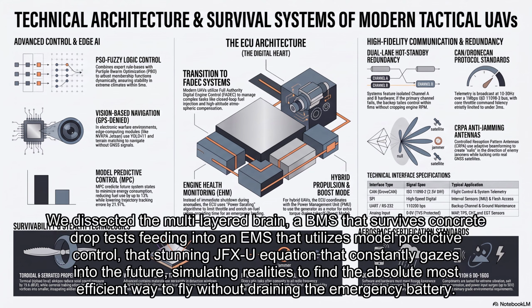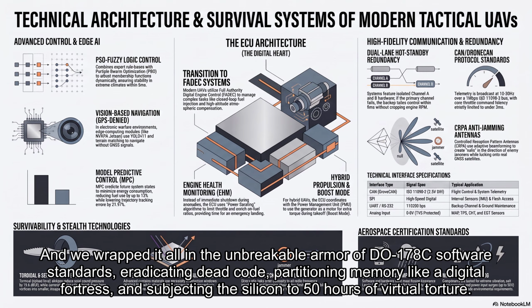speed limit. We dissected the multi-layered brain, a BMS that survives concrete drop tests, feeding into an EMS that utilizes model predictive control. That stunning J of X U equation that constantly gazes into the future, simulating realities to find the absolute most efficient way to fly without draining the emergency battery. And we wrapped it all in the unbreakable armor of DO-178C software standards, eradicating dead code, partitioning memory like a digital fortress, and subjecting the silicon to 50 hours of virtual torture.